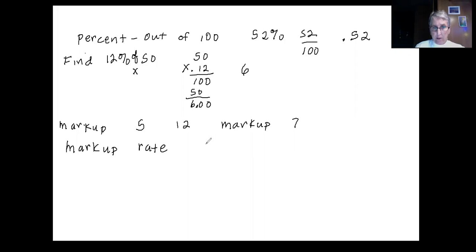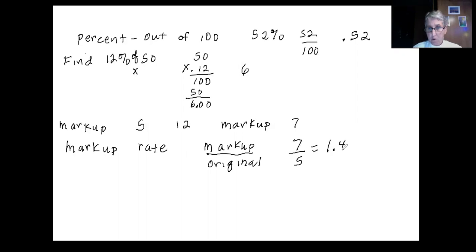Well, that is always computed as the markup over the original amount. So in the case of the problem I showed you a minute ago, the markup is 7, the original amount is 5, and if I compute the percent on this, this is over 100%. If I divide 5 into 7, I get 1.4, which as a percent is 140%. Now that's not uncommon for a markup at all.